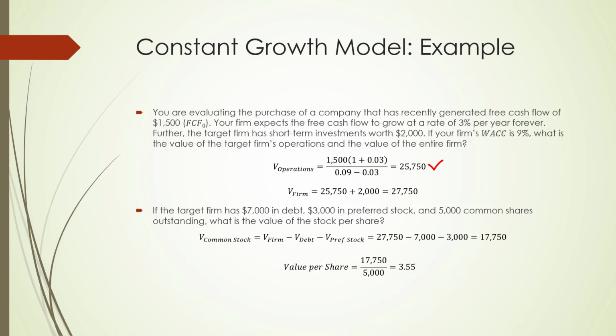First, we find the value of operations. Then we add the value of any non-operating assets to get the value of the firm. From that, we subtract the value of any debt and the value of any preferred equity. That gives us the value of the common equity. Divide that by the number of shares, and we get a value per share.